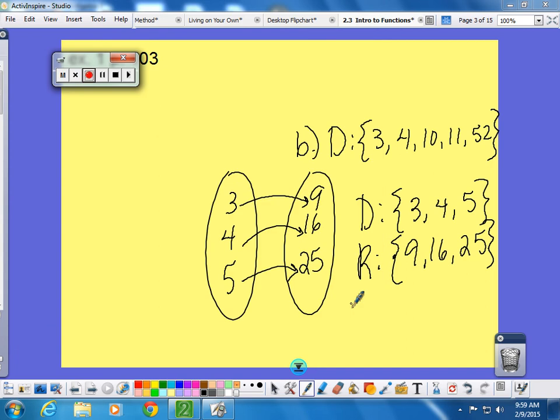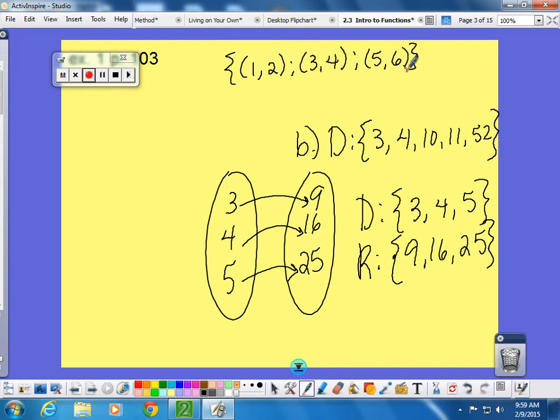All right, so the X's are the domain and the Y's are the range. And it's very simple to tell in a set of ordered pairs what the domain is. What's the domain there? 1 through 5. What's the range? 2, 4, 6. It's also easy to tell in a mapping.